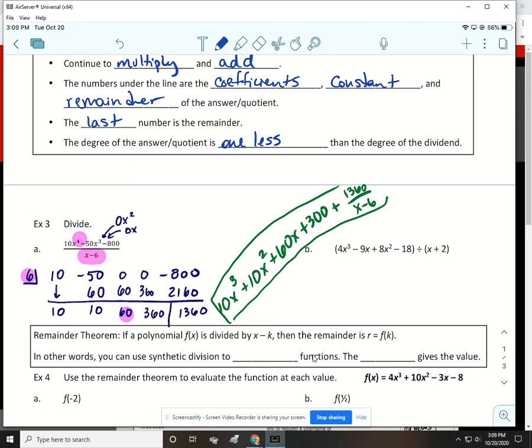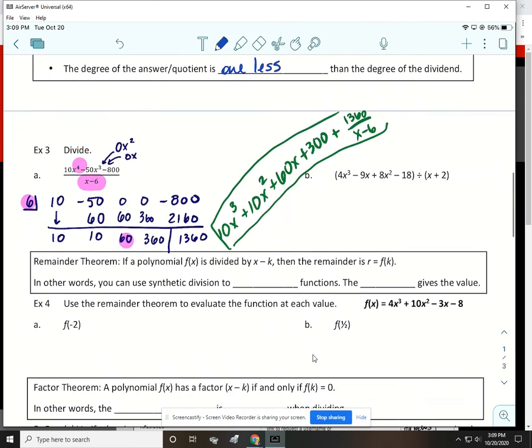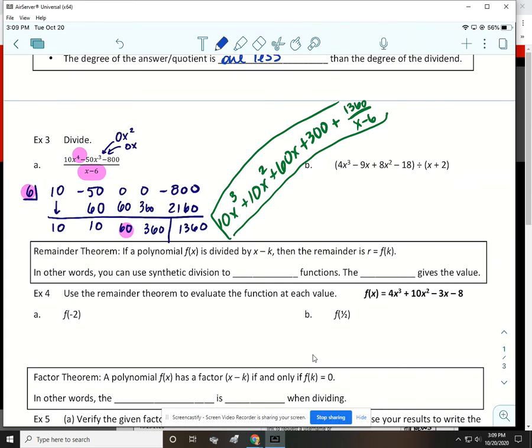Okay, so let's do one more example. Let's do B. So first check to make sure you can do synthetic division. So if your divisor is x plus 2, you're in good shape because x doesn't have a power other than 1 and it doesn't have a coefficient other than 1. So we'll draw the box. Since our divisor is x plus 2, we put negative 2 in the box.